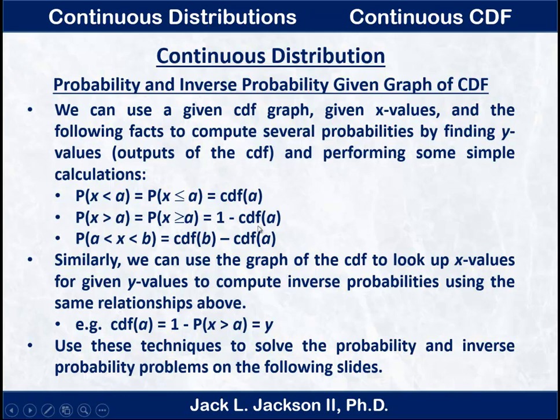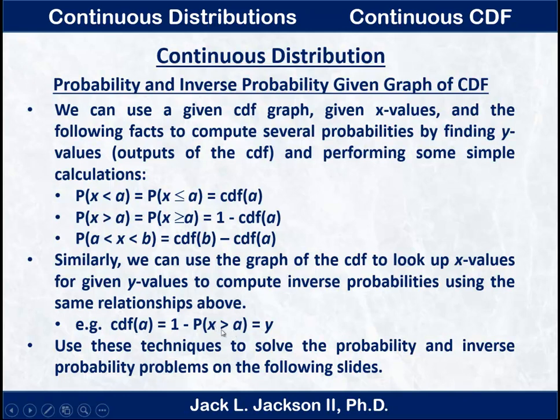You get 1 minus CDF of A is the probability of x greater than A. So let's see, subtract the opposite of this from both sides, and then add CDF of A. We solve that equation the other way around, and we see that CDF of A, which is a y value, is going to be 1 minus the probability of x greater than A.